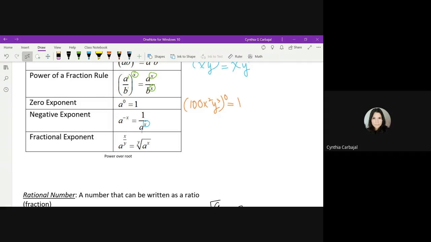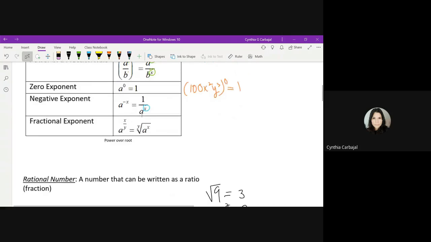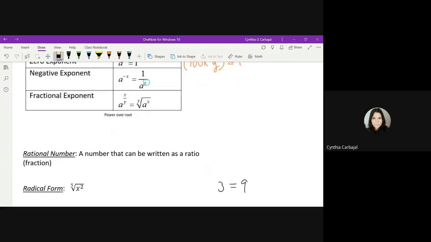And then this is the new thing that we hadn't seen in our Algebra 1 class: fractional exponents or rational exponents, which is what we're learning today. When we write it as a fraction, the top is going to be our power and the bottom is going to be our root. Okay? And to help you remember which is the top one and which is the bottom one, remember power over root. And we'll do some examples.